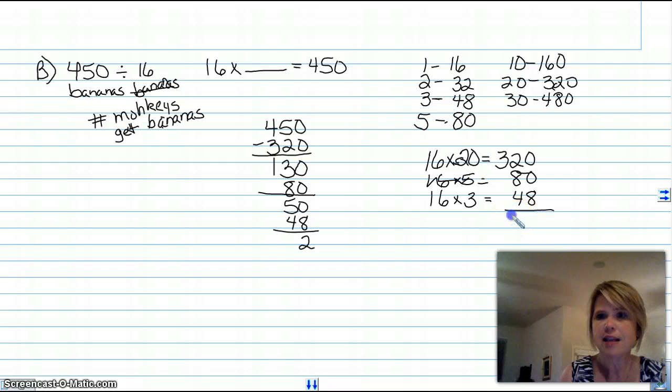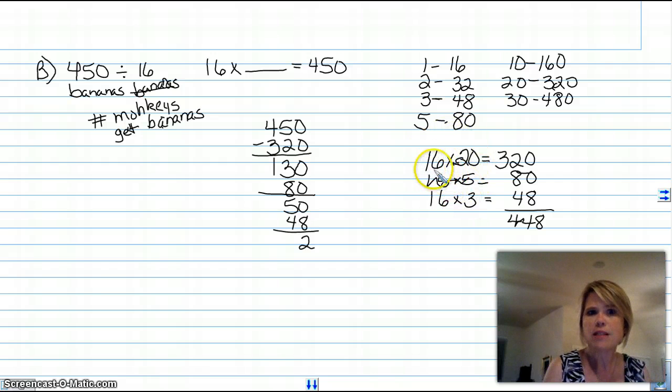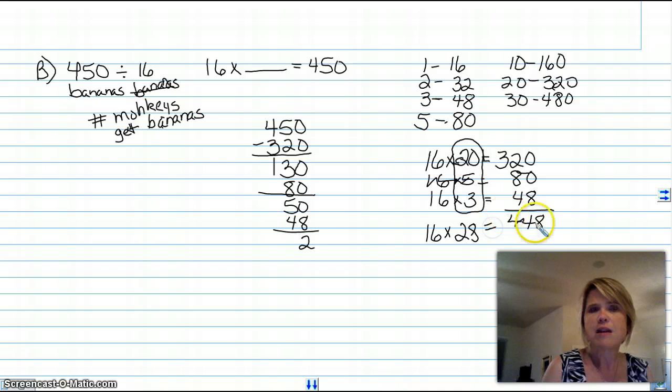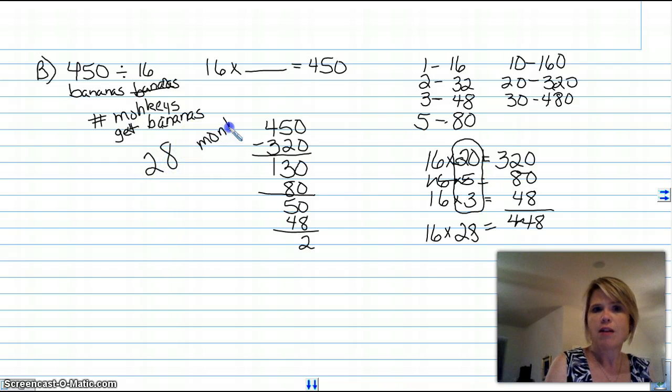So if I were to add these together, I bet my answer over here is 448, right? Because remember, I don't use 2 of the bananas. But where's my answer here? I kept on making groups of 16, right? I gave 16 bananas to 20 monkeys, then I gave it to 5 more monkeys, and then I gave it to 3 more monkeys. How many monkeys did I give it to altogether? Hopefully you're saying 28. I gave 16 bananas to 28 monkeys for a total of 448, and then I had 2 left over, didn't I? Let's answer my question. What's the number of monkeys that get bananas? I am hoping that you said 28. 28 monkeys got bananas. Okay?